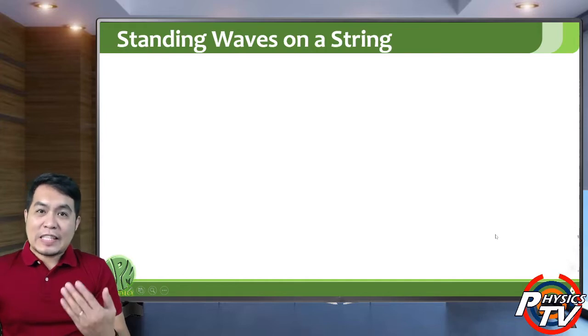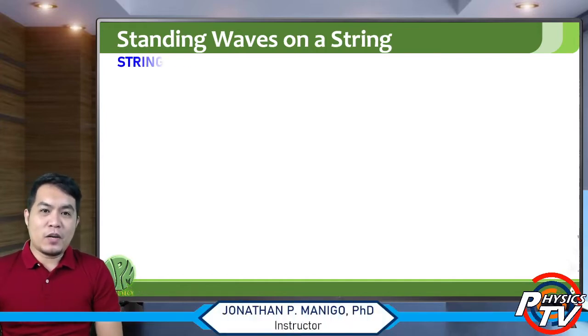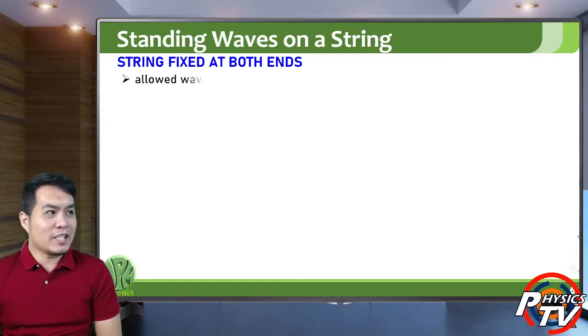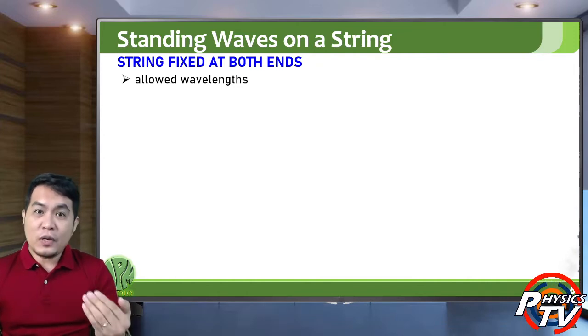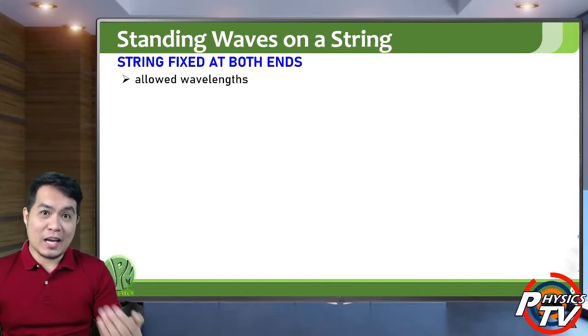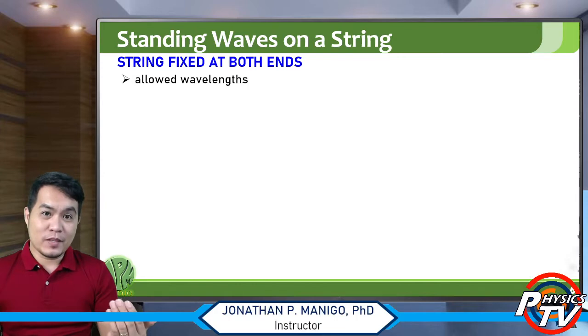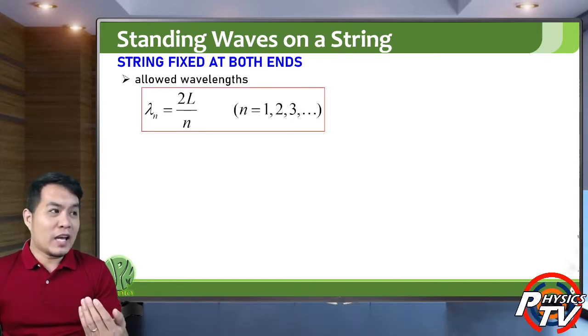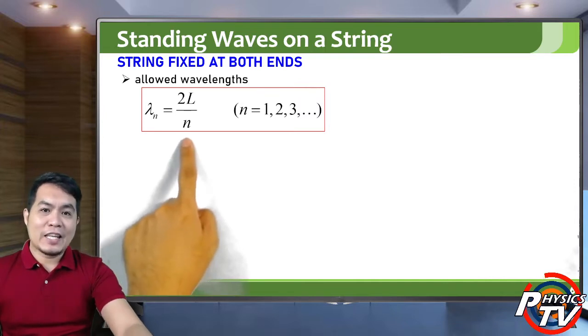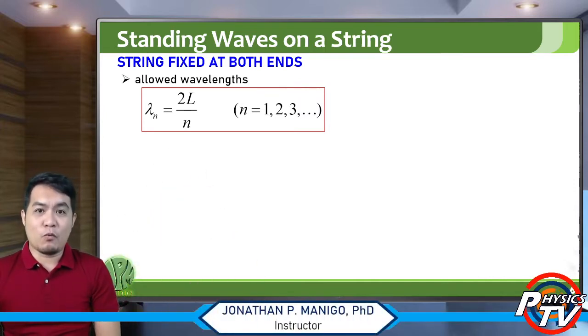So let's consider standing waves on a string. And let's only consider the case where the string is fixed at both ends. In this case, in order for standing waves to occur, or for resonance in the string to occur, there are only specific wavelengths allowed and specific frequencies allowed. So the allowed wavelengths are 2L over n, where L is the length of the string, and n is an integer: 1, 2, 3, and so on.